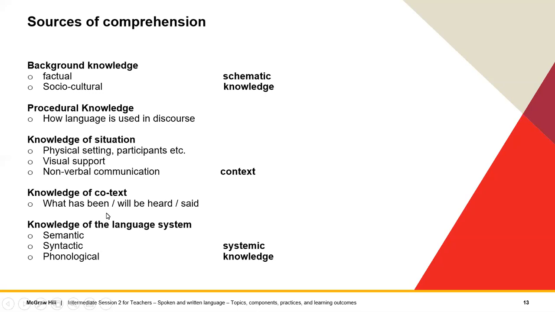Knowledge of context is what has been or will be heard or will be said. So in terms of reading, it could be a paragraph that you're looking at, but you have to bear in mind what has come before that paragraph, the previous paragraph, and what follows, as well as other things that you know about the particular subject that is being discussed. And finally, knowledge of the language system, semantic, syntactic, and phonological. Okay?